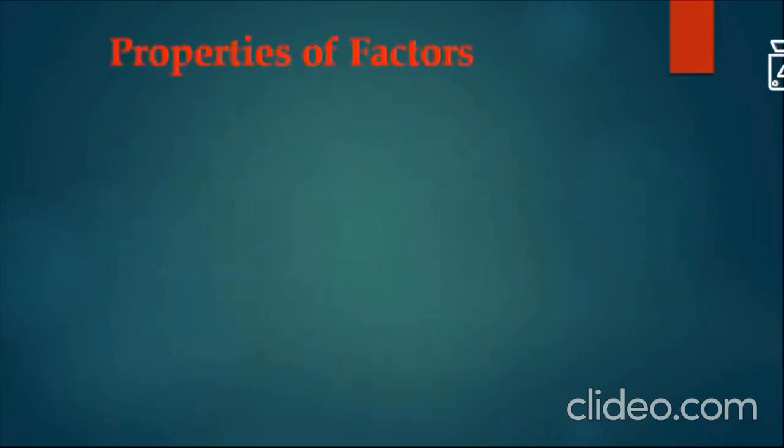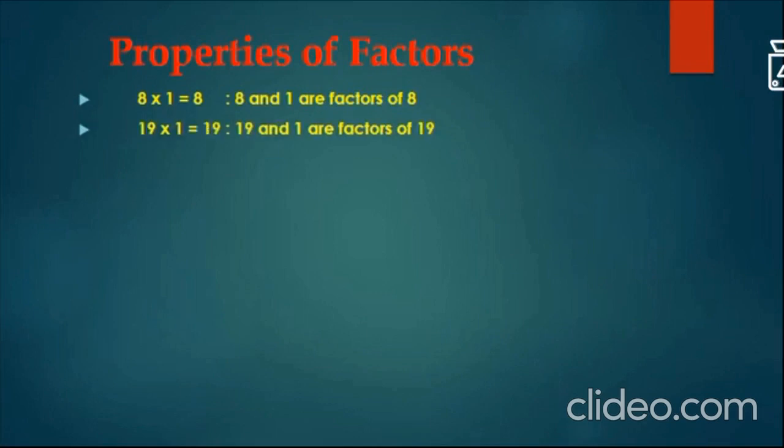Now properties of factors. We have seen properties of multiples. Now properties of factors. 8 multiplied by 1 is equal to 8. 8 and 1 are factors of 8. Here 8 is the product or multiple, and 8 and 1 are the factors of 8.